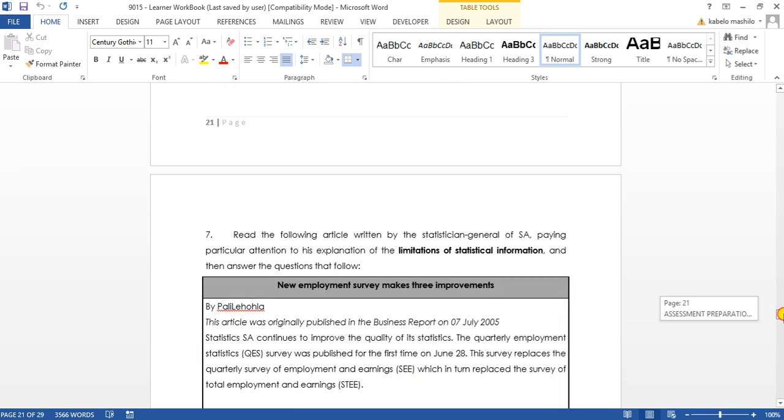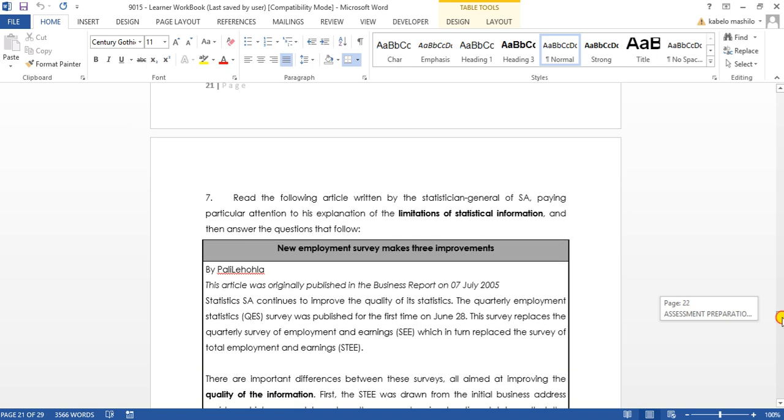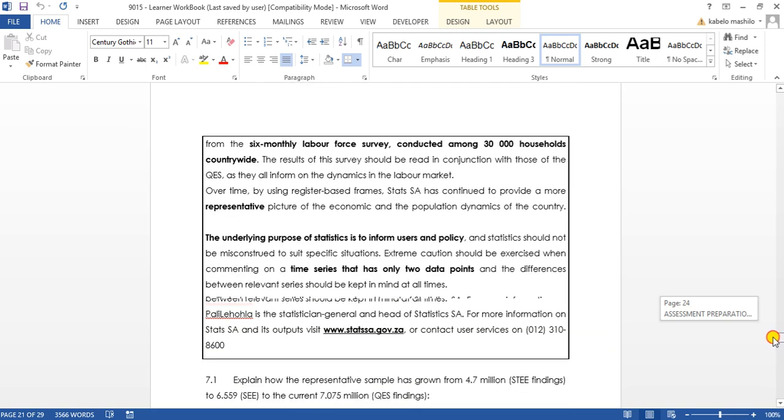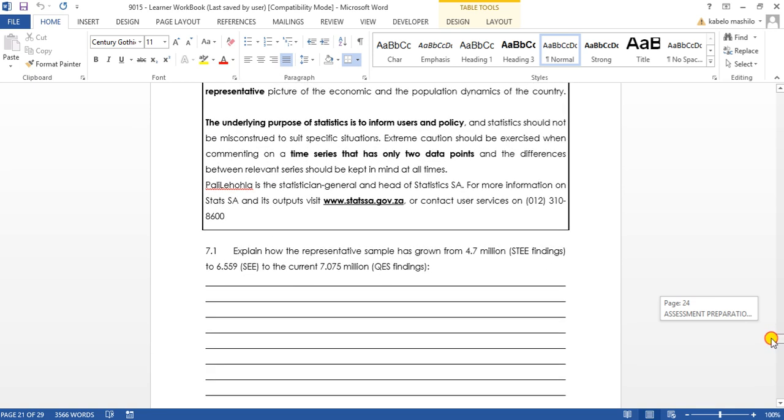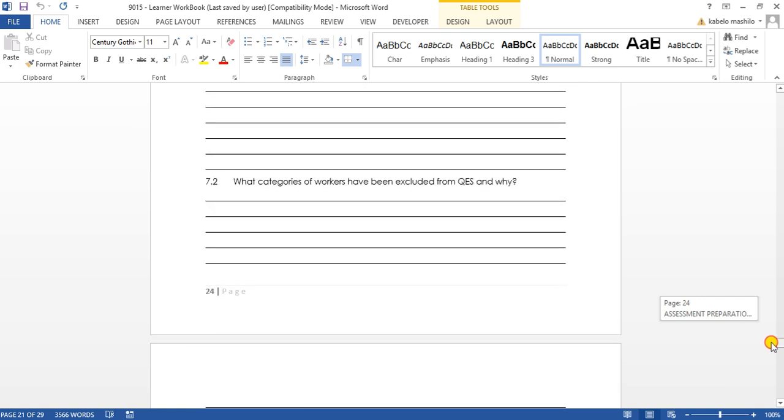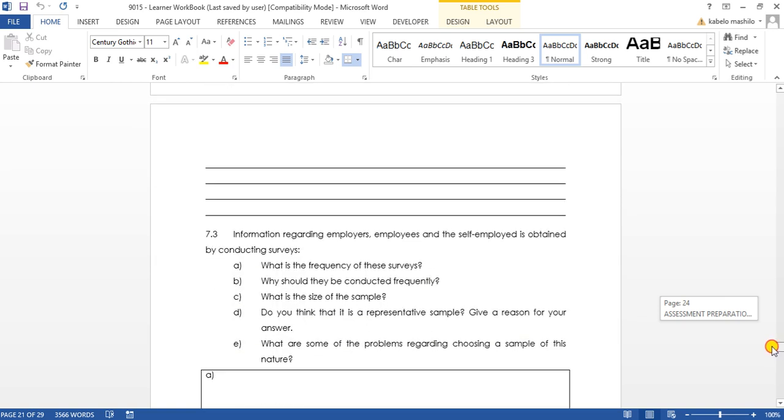Read the following article written by Stats SA, paying particular attention to this explanation of limitation of stats information, and then answer the questions that follow. Read that on your own. Explain how the representative sample has grown from 4.7 million STE findings to 6.559 million to the current 7.075 million QES findings. What categories of workers have been excluded from the QES and why? You need to explain that.